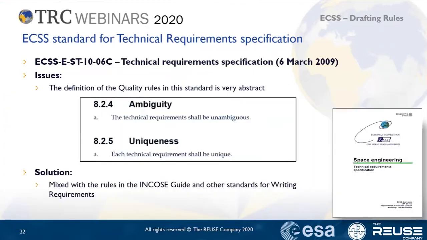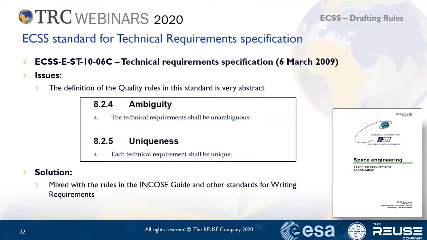within this document. However, one of the weak points that I find in this document is that the definition for some of these quality characteristics is rather vague, let's say. When you go down to the section that describes what ambiguity means, the only description is: a technical requirement shall be unambiguous. So it's almost nothing. The same for uniqueness: technical requirements shall be unique. So this is the only definition for these quality characteristics that you can find in the standard.